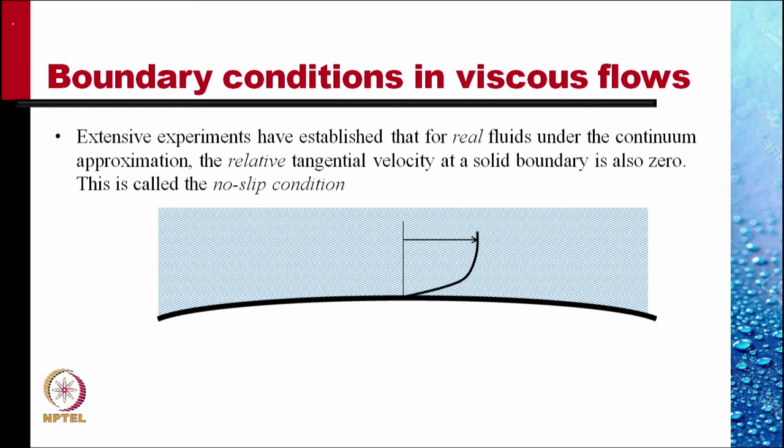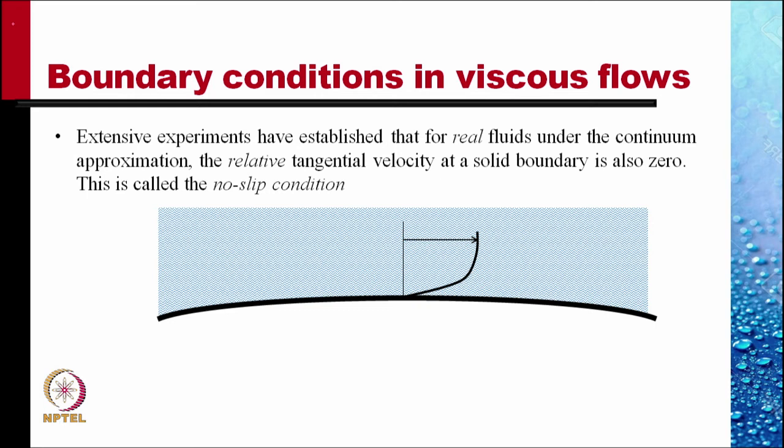Or rather, the velocity of the fluid would be the same as the velocity of the boundary. If the boundary was stationary, the fluid at the boundary would be stationary too. There are two known exceptions to this. One is that helium at 4 degrees absolute behaves strangely and it may slip at the boundary.